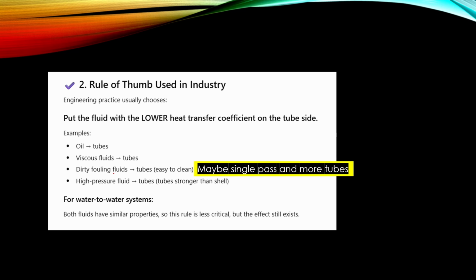But we need to think about whether we can use a multi-pass system at all, or should we have only straight pipes, which are much easier to clean? If another fluid is at high pressure, we should put that inside tubes. Then we avoid the situation where our shell needs to be a pressure vessel.